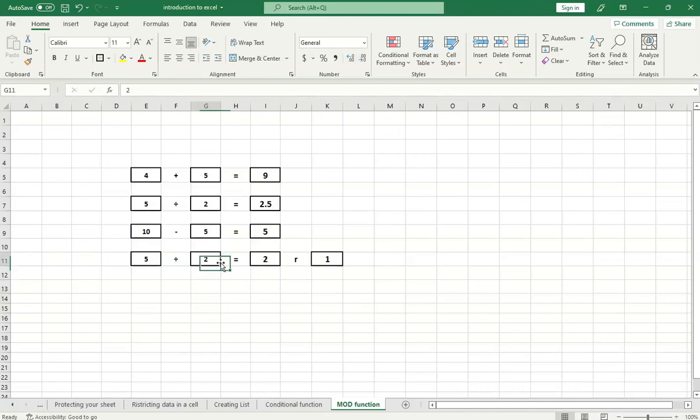So this time around, let's say 3. When we place 3 here, realize that 3 goes into 5 one time, but it remains 2. Let's change the numerator here to, let's say 10, and we say 5. So 5 goes into 10 two times, remainder 0. So this is how we use the mod function.